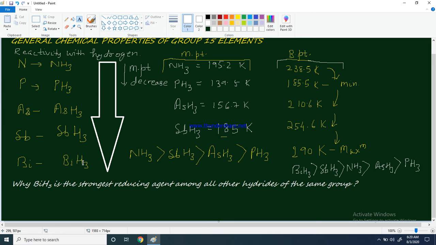Now, since we know that in hydrides, hydrogen and nitrogen, phosphorus have comparable electronegativity, their covalent bond is stronger. But as we are going down the group, metallic property is increasing. As a result, the bond dissociation energy between the metal and the hydrogen atom decreases. So if the hydrogen is liberated easily, then the liberated hydrogen will reduce any other compound which is in the form of oxide, because addition of hydrogen is also called reduction.